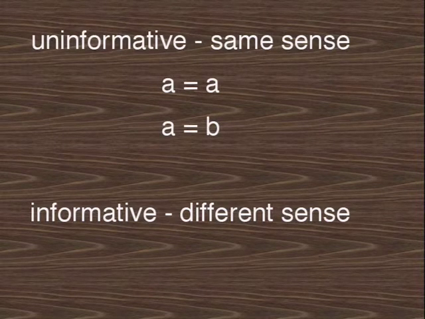So when you've got an uninformative identity, A is identical to A, the morning star is the morning star, the man who called this morning is the man who called this morning. You get the same sense here and here. If you get the same sense here and here, he says, it's got to be uninformative. If you get different senses, then it's informative. That's how you explain that distinction between the informative and the uninformative identities.